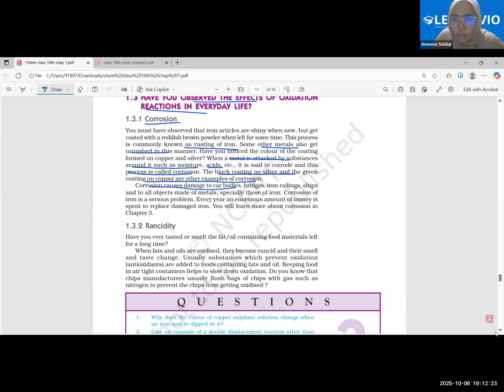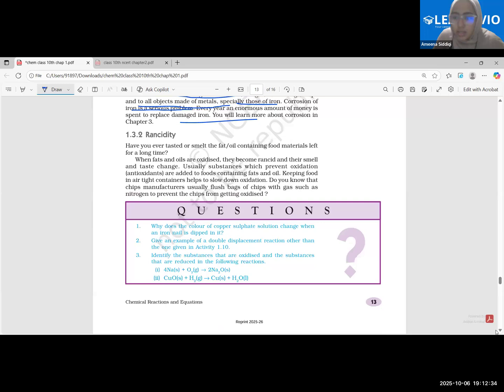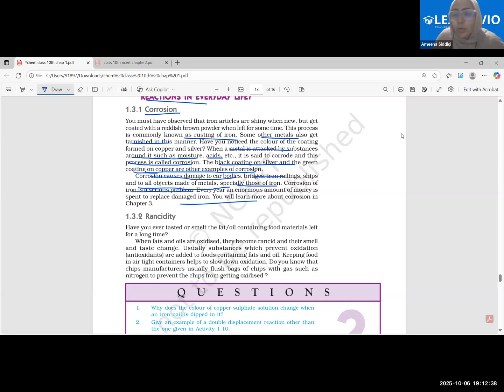Corrosion causes damage to car bodies, bridges, iron railings, ships, and to all objects made of metal, especially those of iron. Corrosion of iron is a serious problem. Fine, that's it. Now see, here they have just mentioned the green coating on copper and a black coating on silver.